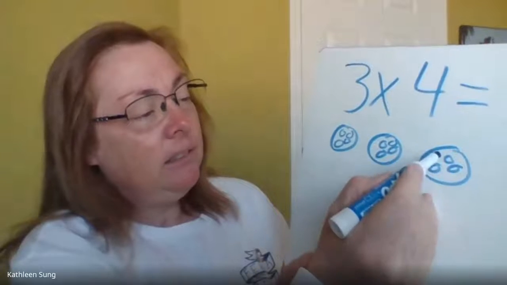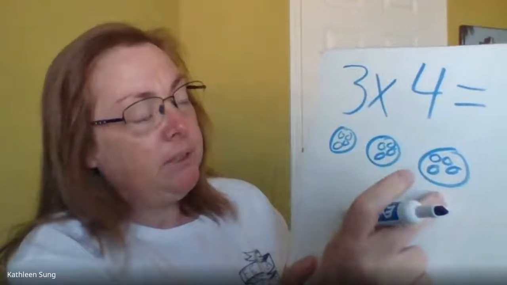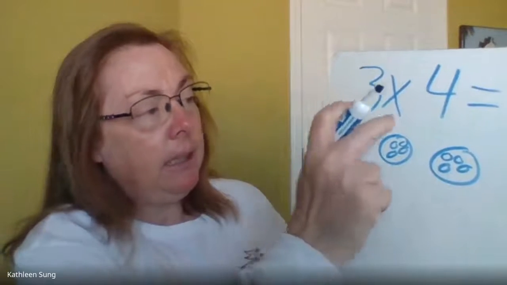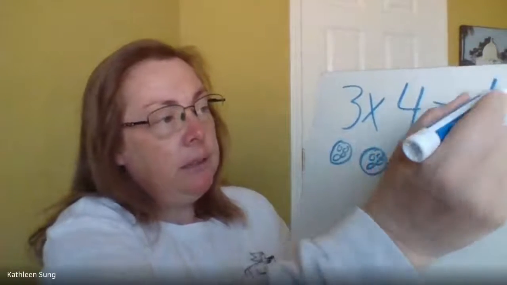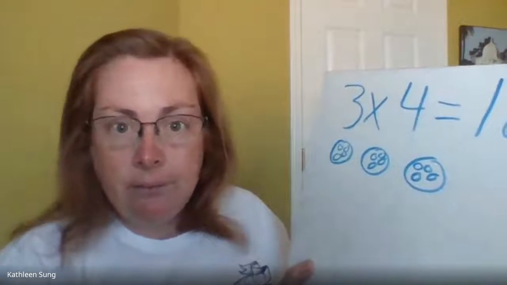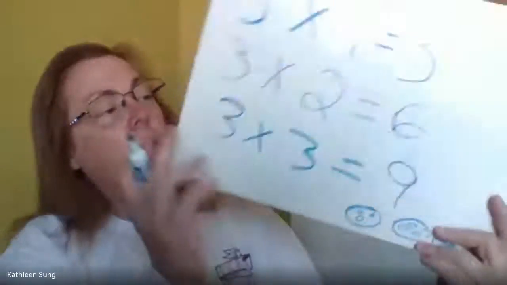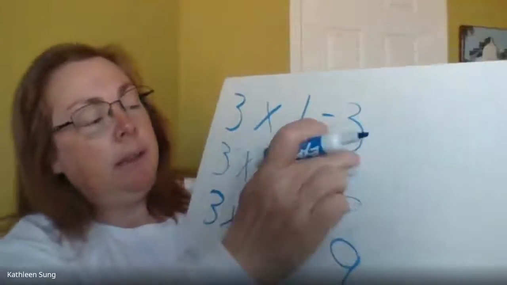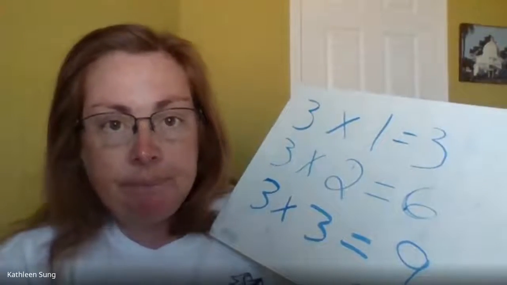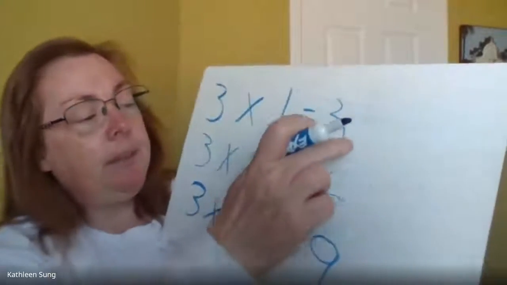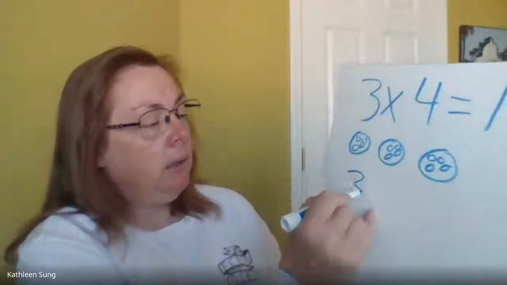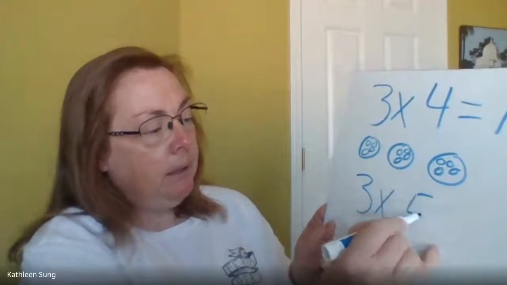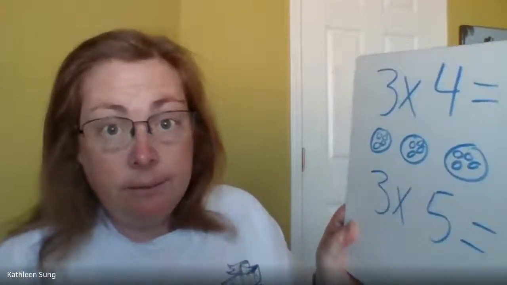All right. So I could say 4 plus 4 plus 4, or I could memorize my times tables and know that 3 times 4 is 12. Our repeating pattern, our answer, is growing by how many each time? That's right, it's growing by 3. 3, 6, 9, 12.